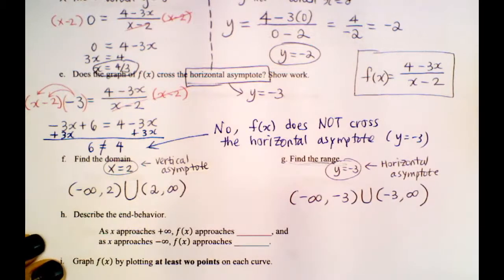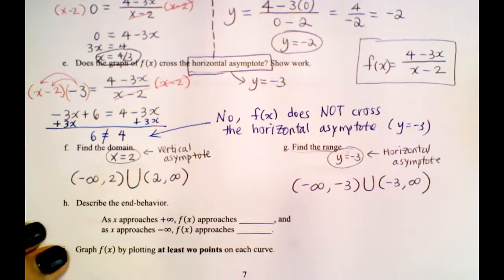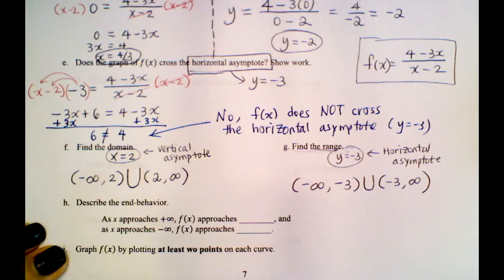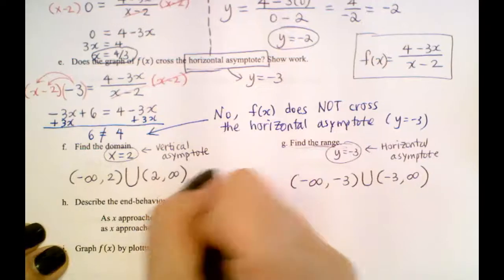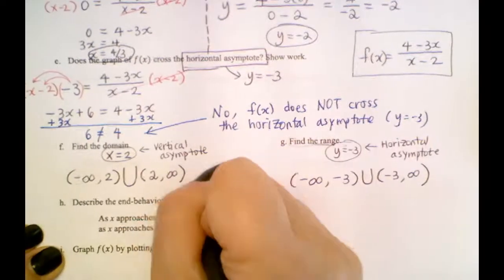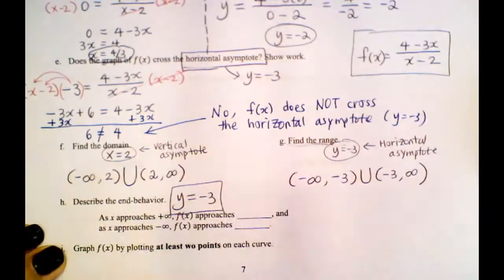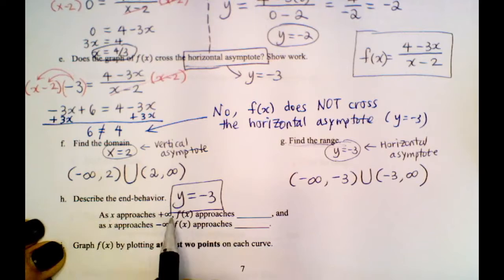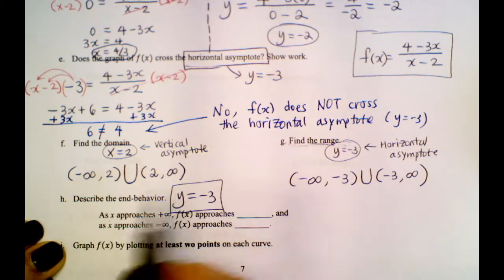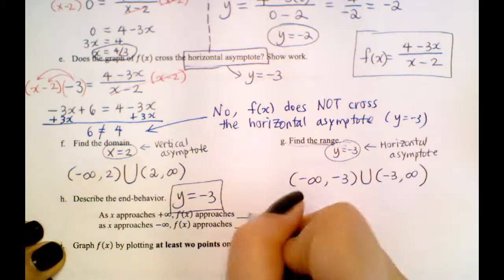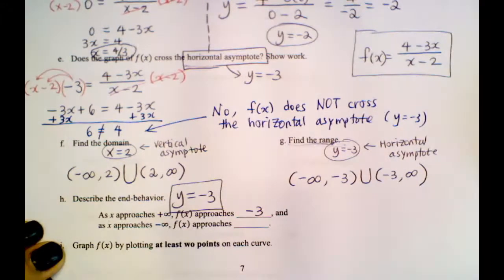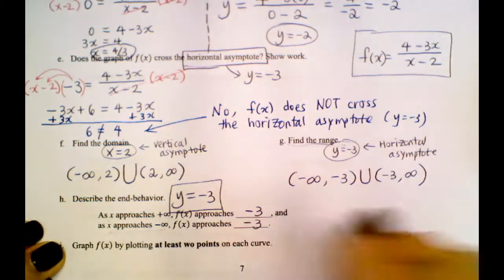So that's it. Now the end behavior, and I put it here just to reinforce the definition of horizontal asymptote. End behavior of a rational function is really talking about the horizontal asymptote. Remember, the horizontal asymptote is y equals negative 3. That means as x is getting really, really big, or as the graph approaches positive infinity, going to the right side, f of x will approach negative 3, the horizontal asymptote, and to the left extreme, as x approaches negative infinity, f of x approaches the same number, negative 3.